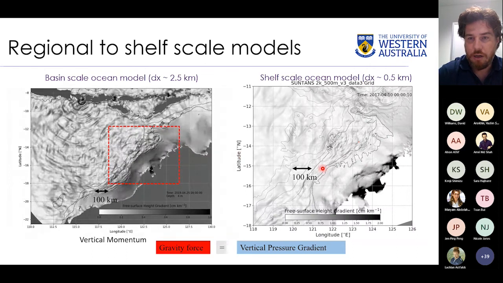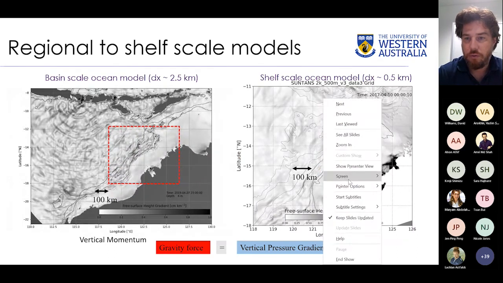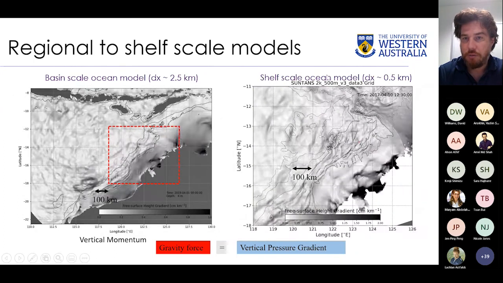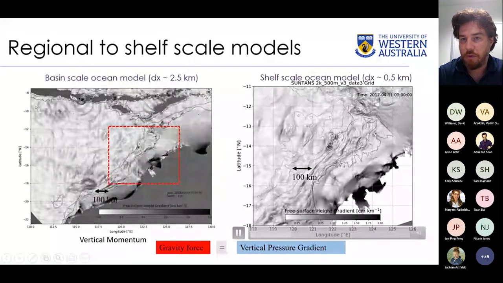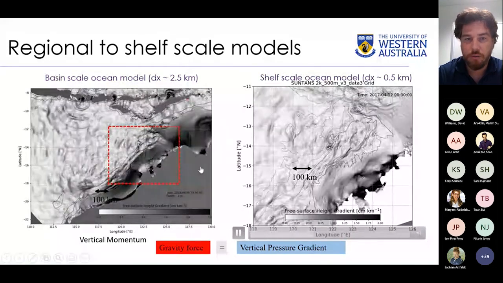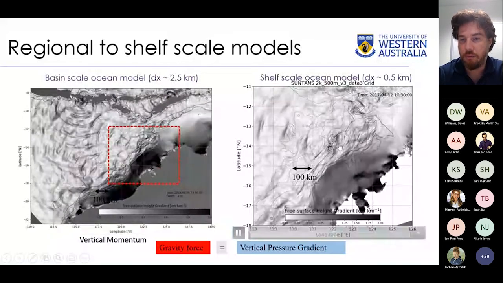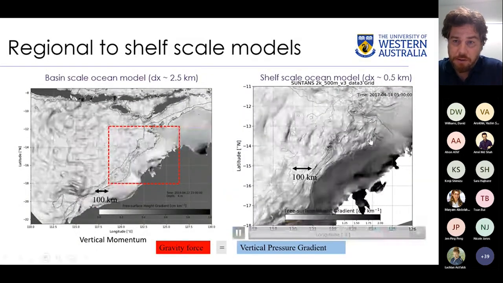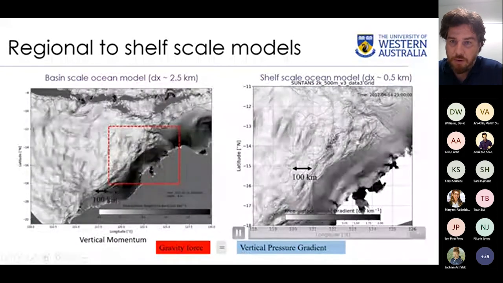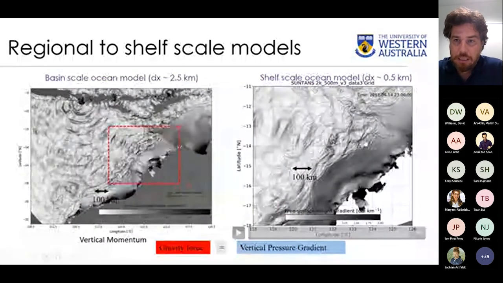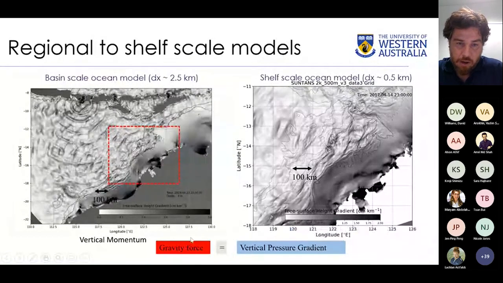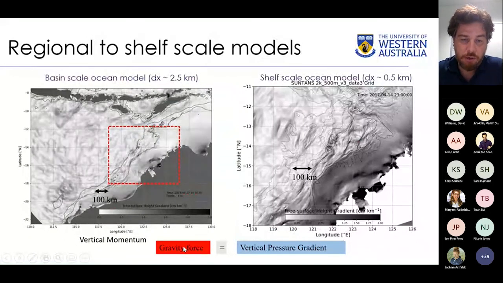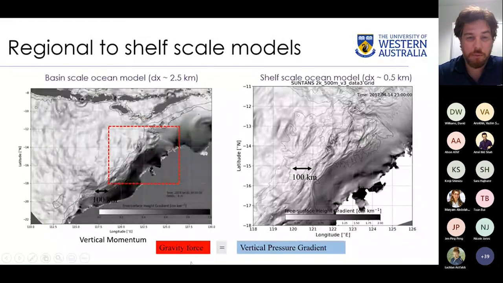And then here I'm moving into a shelf scale model. This is a nested model over this region of the Northwest Shelf, the Browse Basin region. This has a resolution of 500 meters, and you can see some of the finer scale internal gravity waves that it resolves, and also noting that both these models use the hydrostatic approximation, so the simplified form of the vertical momentum equation.